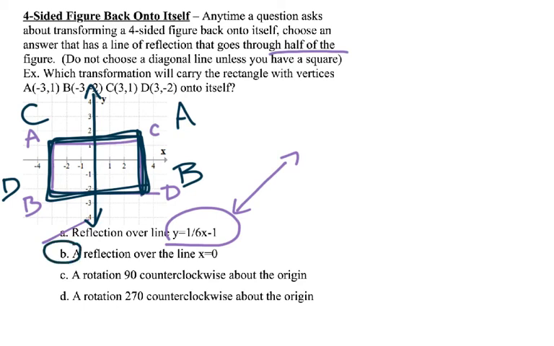If you were to rotate that 90 degrees, you would be in different quadrants. If you were doing 270, different quadrants. So don't pick a rotation unless you're talking about 360 or something like that. So pick a line that's going to go directly through the middle. Cut it in half.